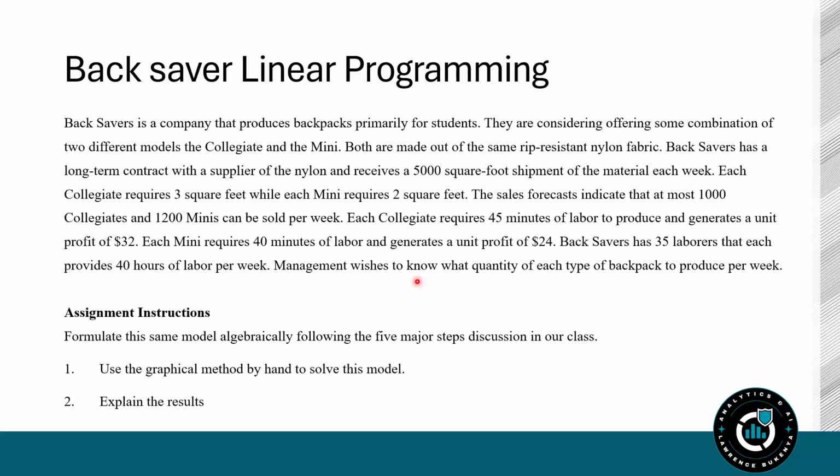So this company makes primarily two different models of backpacks for students, the collegiate and the mini. Both of these models are made from the same nylon fabrics, and the company receives a 5,000 square feet shipment of material each week. The collegiate requires 3 square feet, while the mini requires 2 square feet. The sales forecast indicates that at most 1,000 collegiate and 1,200 minis can be sold per week.